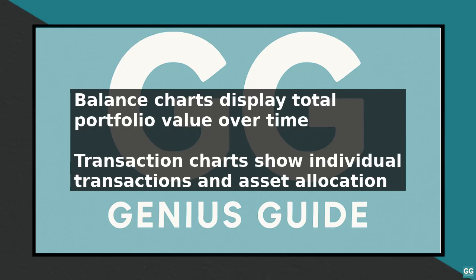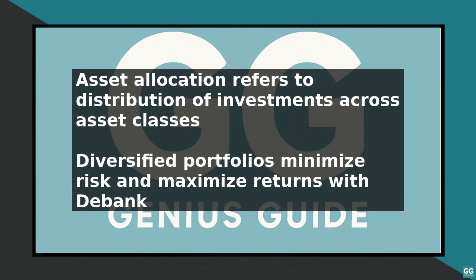To effectively use Debank charts, it's crucial to understand the concept of asset allocation. Asset allocation refers to the distribution of your investments across different asset classes, such as stocks, bonds, and cryptocurrencies. A well-diversified portfolio can help minimize risk and maximize returns. Use Debank's asset allocation charts to analyze your portfolio's diversification and make adjustments as needed.